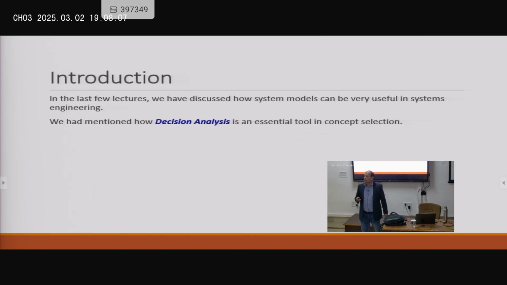Let's get started. In the last few lectures, we talked about how system models can be very useful, right? They actually set the stage for us to be able to do something. We also mentioned how decision analysis is an essential tool for concept selection. The general idea is that we make ad hoc decisions in our life mostly, just with common sense or simplistic analysis, just probability, or this is more likely, that seems more lucrative.